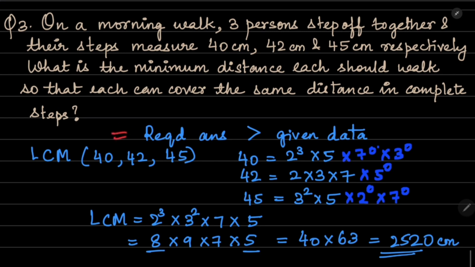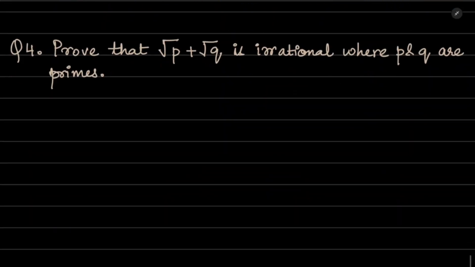Always make sure you identify whether the answer that the question is asking for is greater or less than the given data. The numbers in the question refer to the given data. The value that you are asked to find is the required answer. If the required answer is greater than the given data, go for LCM. If the required answer is less than the given data, go for HCF. With this, it will really simplify the way you do word problems. Hope you understood. Let's move on to the last question.